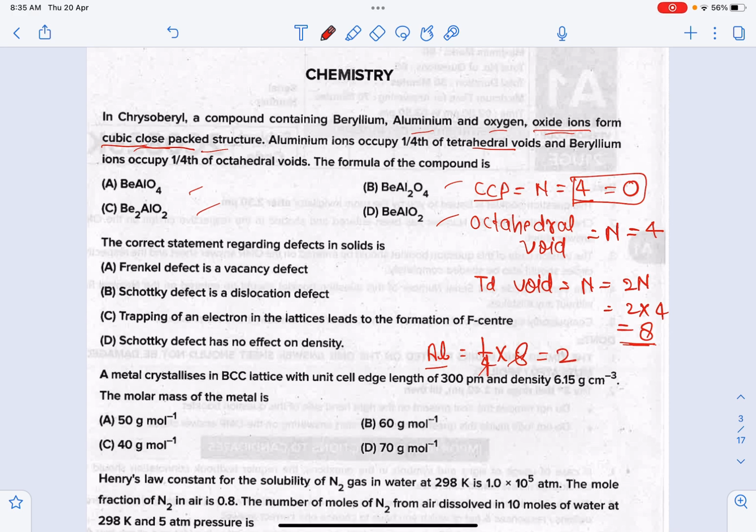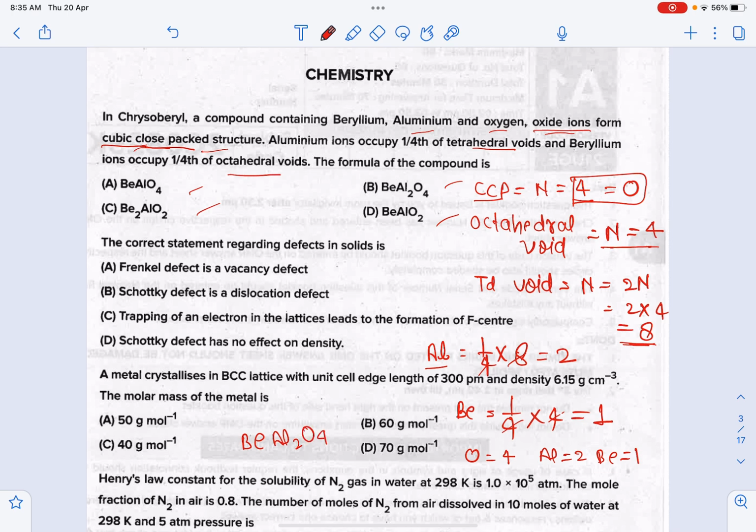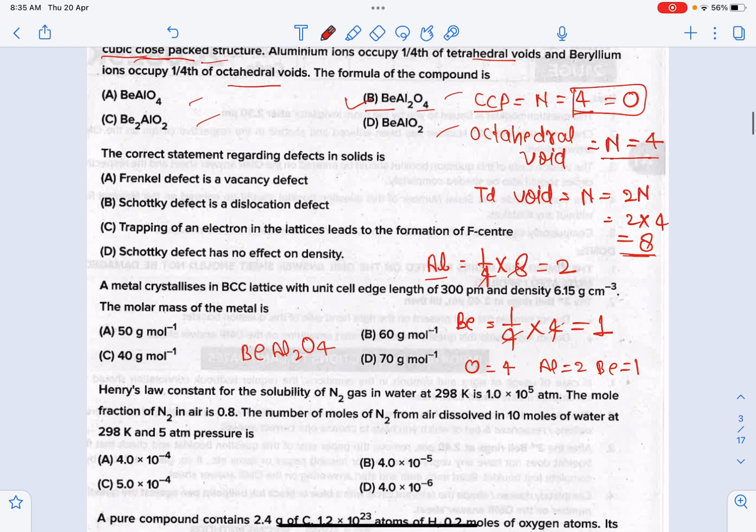Now beryllium ions occupy 1/4 of the octahedral voids. The number of atoms in octahedral voids is 4, so the total number of beryllium atoms will be 1. That means the number of atoms for oxygen is 4, for aluminium it is 2, and for beryllium it is 1. So making the formula, we get beryllium 1, aluminium 2, and oxygen 4. Now our correct answer will be the second option, B, BeAl2O4.